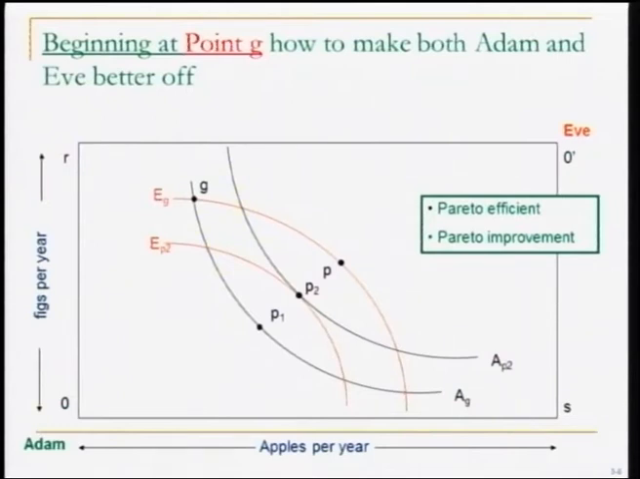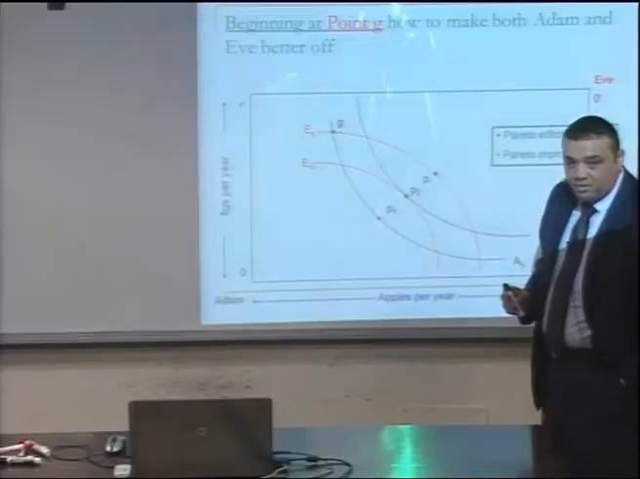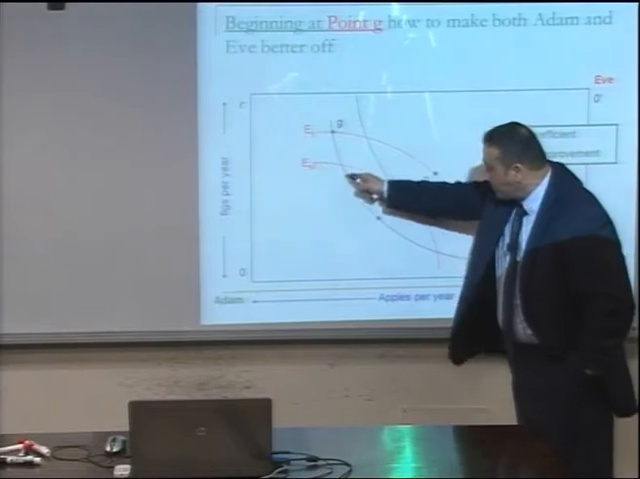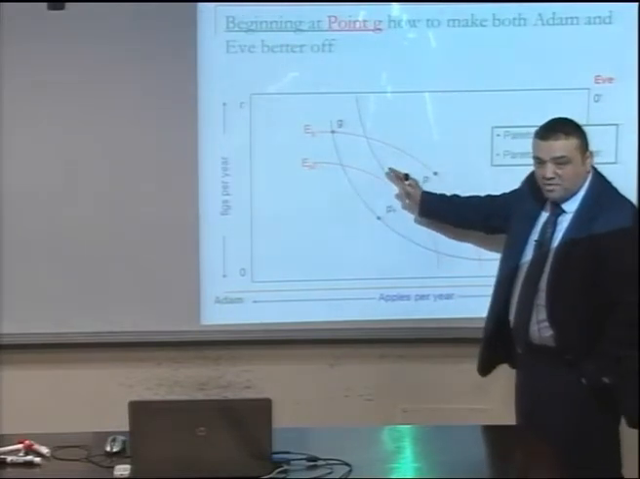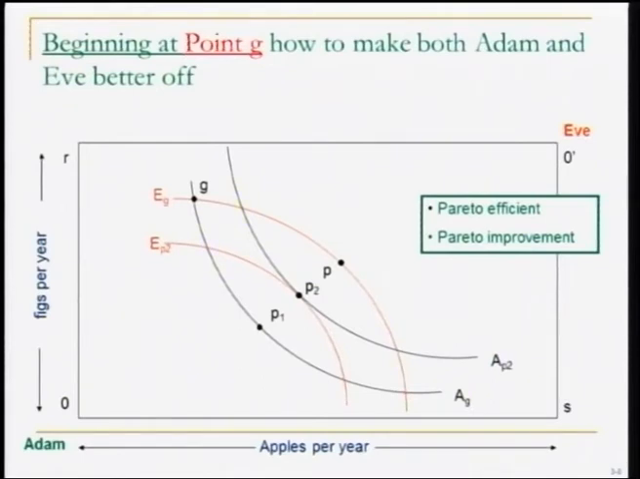Adam tries to maximize his benefits from consuming these two goods. This is the indifference curve for Adam. As the indifference curve for Adam shifts right, this means that his total utility, or his benefit from consuming the different bundles of goods, will be improved. Eva, on the opposite side, will try to maximize her benefits from consuming the same goods, as the indifference curve for Eva shifts left. This means that there is an improvement in the total utility obtained for her.